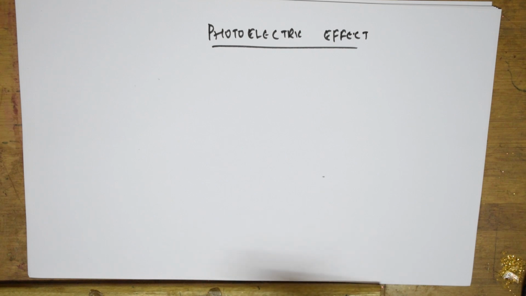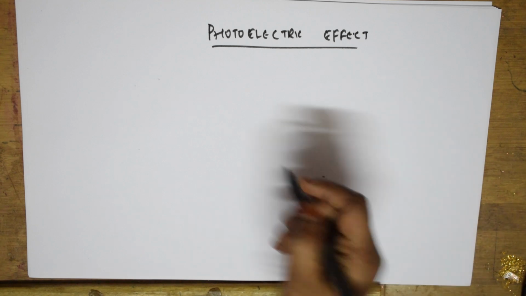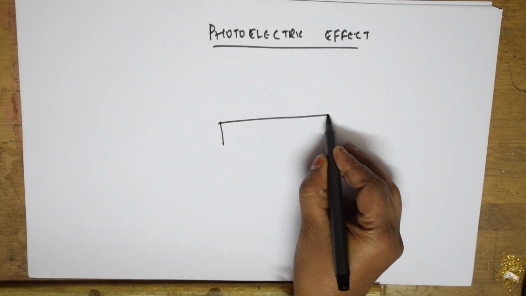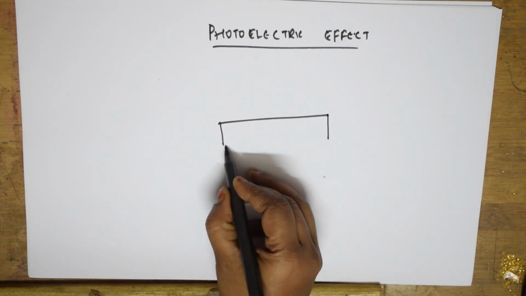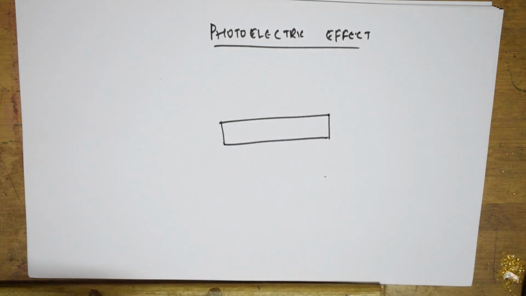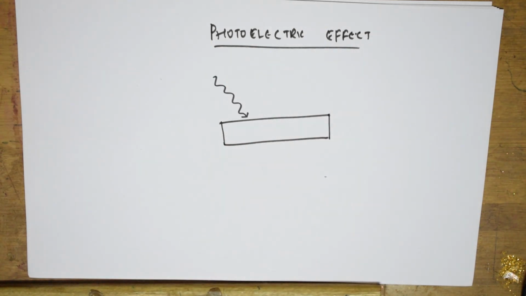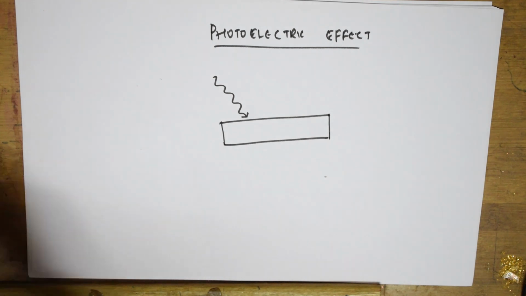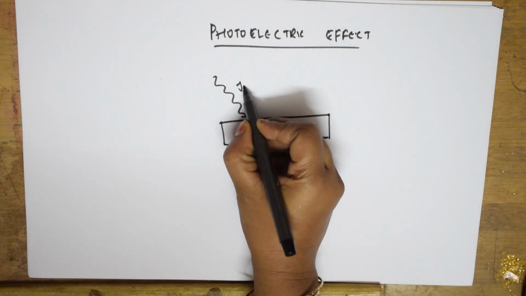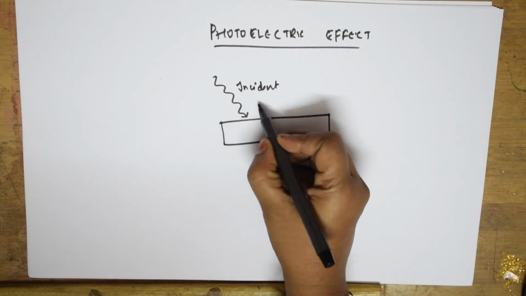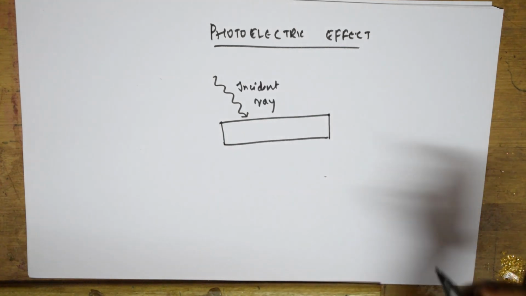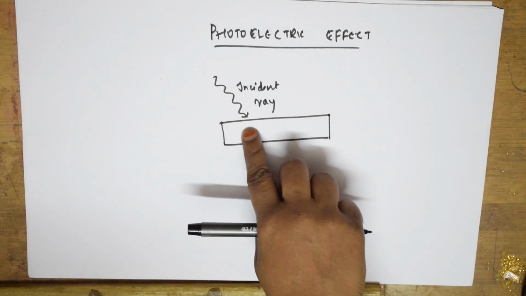So for the photoelectric effect, first of all, let us assume you're taking a metallic piece like this, just take this metallic piece. Now what are you doing? You're trying to send or make incident a certain amount of light on this. I'm just trying to make it simpler for you so that it's easy for you to write in the exam. Fine. So you're sending an incident ray on this. Let us name this as the incident ray.